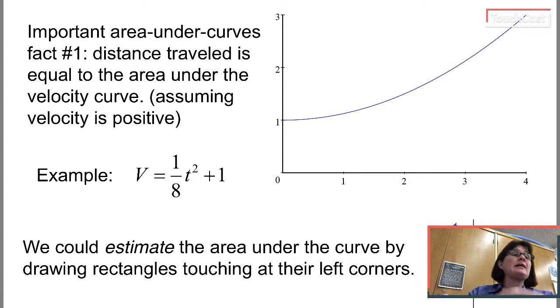Our big idea so far is that if I want to find distance traveled, I can find the area under the velocity curve as long as velocity is positive. And now that I know the area under the velocity curve can give me distance traveled, now I see why the founders of calculus, the inventors of calculus, wanted so much to figure out how to find areas under curves.